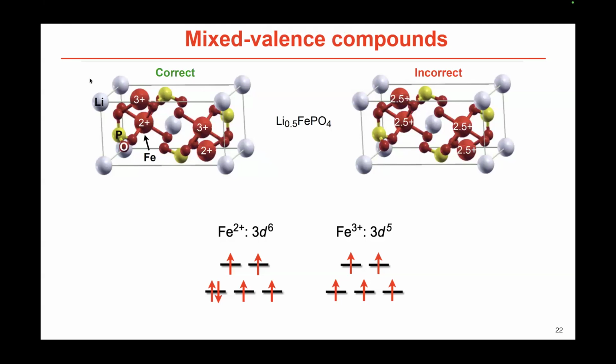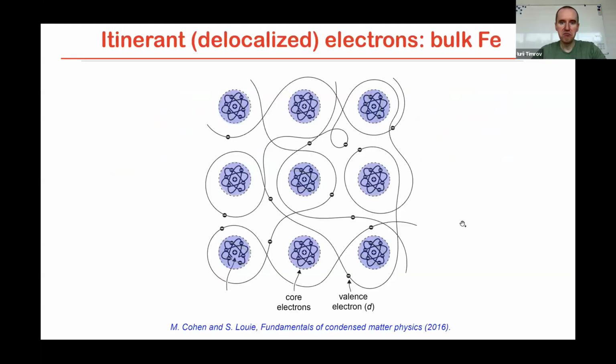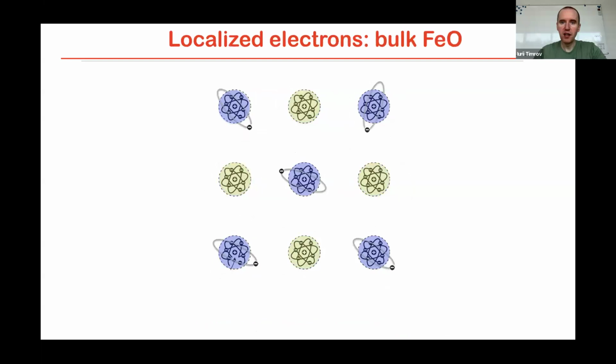Yes, please. Why are some materials localized and other materials delocalized? Why? What is it? Yeah, it's a very good question. It's just the nature. Let's say if you take iron, it's metallic and electrons are floating. But whenever you put oxygen, because now we have two types of atoms, iron and oxygen, and they are interacting, this somehow changes the electronic properties of the material, and electrons become localized.